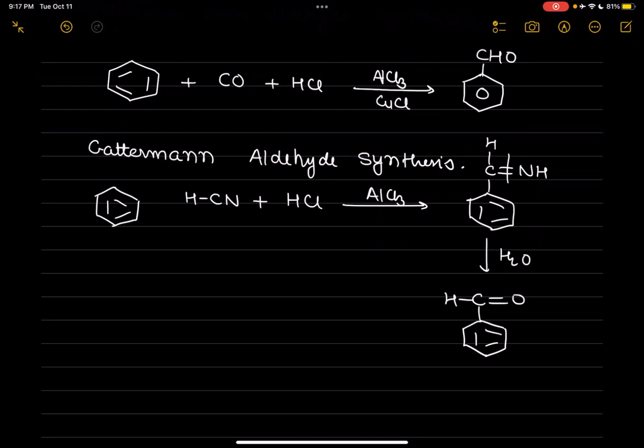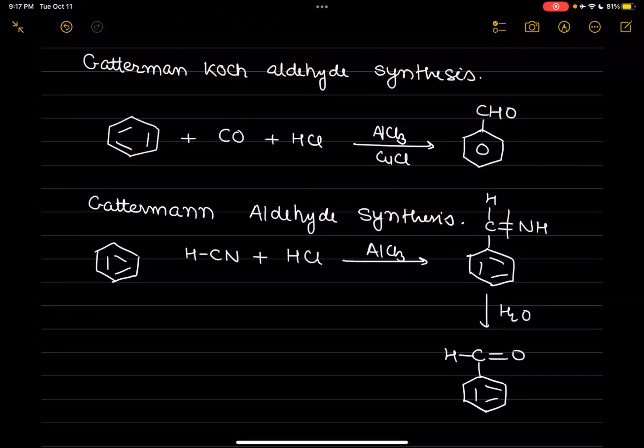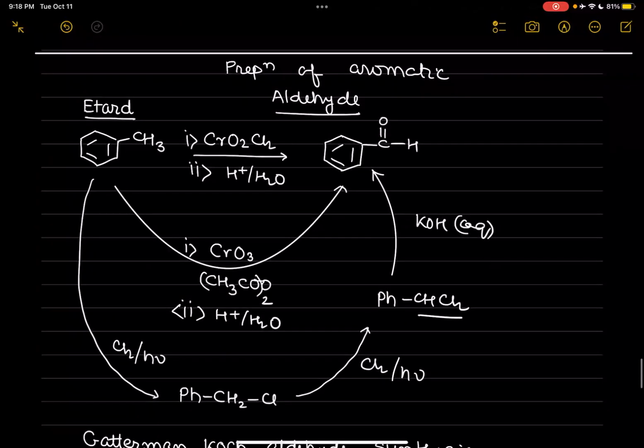Sir, can you show the methods of preparation one more time? Just note it down. Which one? The methods of preparation of benzaldehyde. Yeah. Clear?